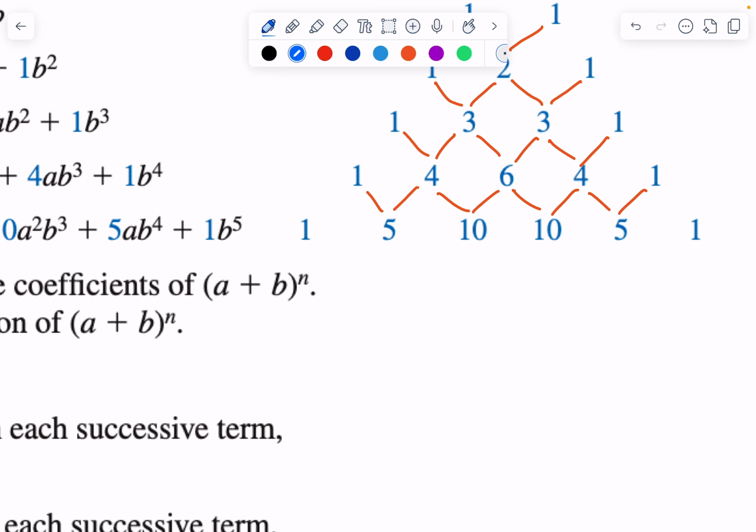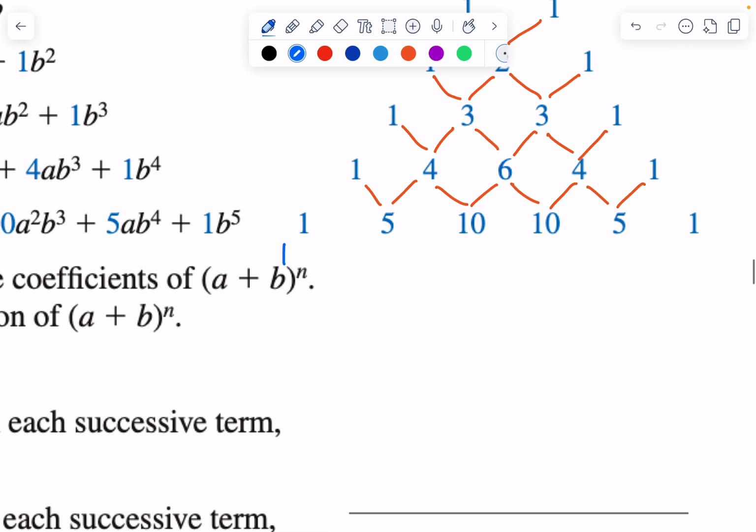Okay, so 1 plus nothing is 1. And I don't really have space for this. 1 plus 5 is 6. 6.